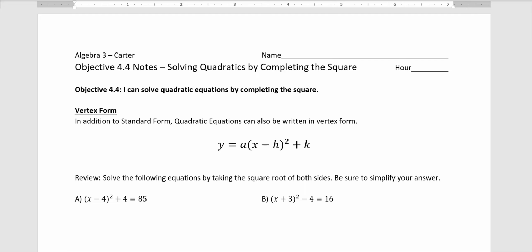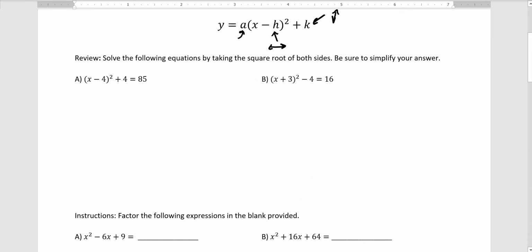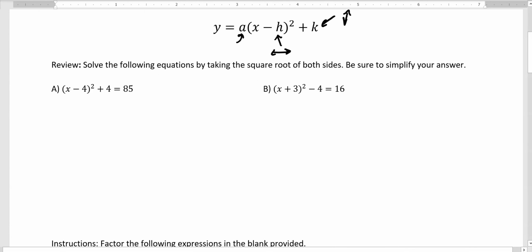So if you remember, in Unit 1 we discussed vertex form of a quadratic equation. We looked at this through a transformation perspective where K was the vertical shift, H was the horizontal shift, and A was the stretch or compression of our quadratic graph. So what I want to do to start, I want to review just how to solve quadratics in vertex form. To solve a quadratic in vertex form, very straightforward.